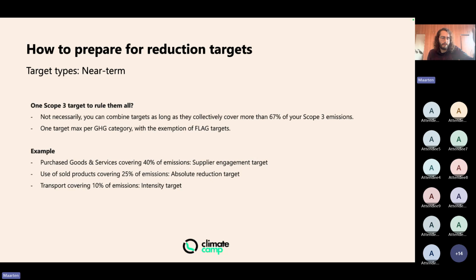And here I gave a short example. For example, purchased goods and services is 40% of your scope 3 emissions. Well, there you put a supplier engagement target to, let's say, engage with 75% of your suppliers to get them on SBTi. Then for use of sold products, 25% of emissions, you set an absolute reduction target. And then for transport, which is 10% of your emissions, you set an intensity target. For example, I'm going to reduce by X amount per ton kilometer we transport our goods. Because these three together cover 75% of your scope 3 emissions, this is covering your scope 3 emissions total with different targets and is allowed by SBTi.